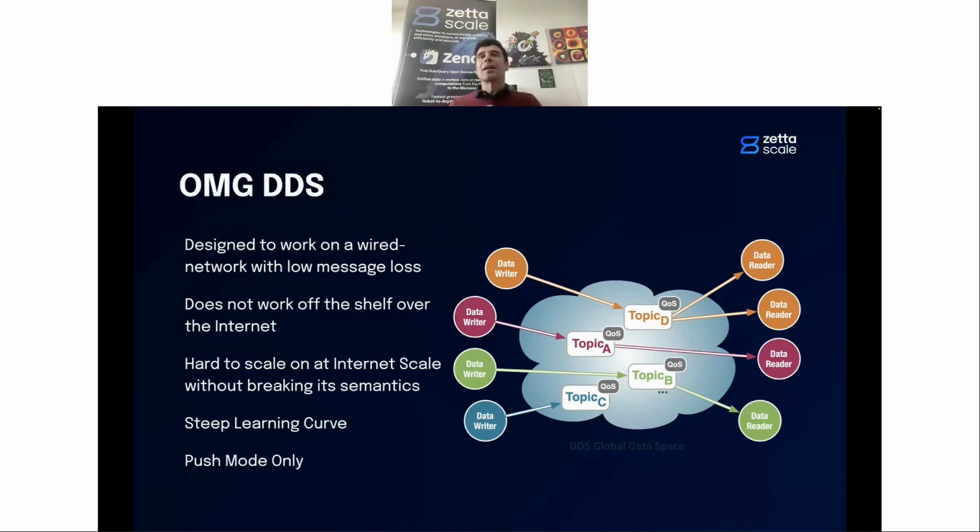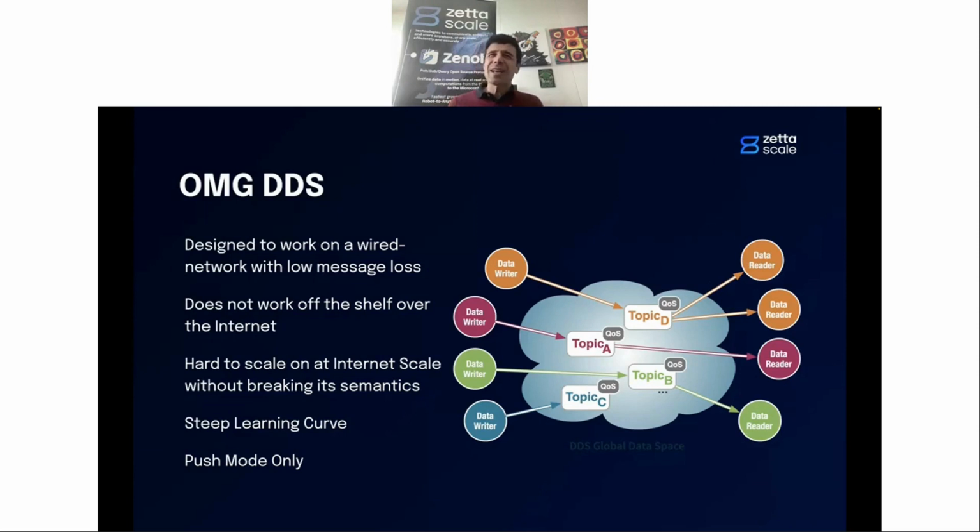And all of a sudden, the way in which DDS sets up and does its communication becomes quite effective for those systems that can assume that you have multicast, and in which predominantly the data produced by a data writer is interesting to almost all consumers. Okay, so again, it was developed for this kind of system where you really need low-latency peer-to-peer communication, but it doesn't work off the shelf over the internet. Okay, it doesn't scale easily over the internet unless you break its semantics.